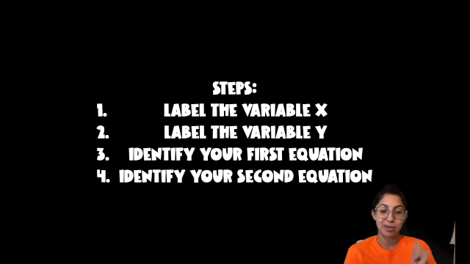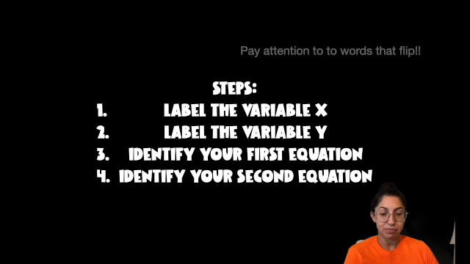So first, we have some steps. You need to label your variables x and y. Always write what they represent. That way, at the end, when you do solve, you know what they represent. Next, identify your first equation and then your second equation. You can use a t-chart. You can use really any method. You just need to make sure you have two equations.